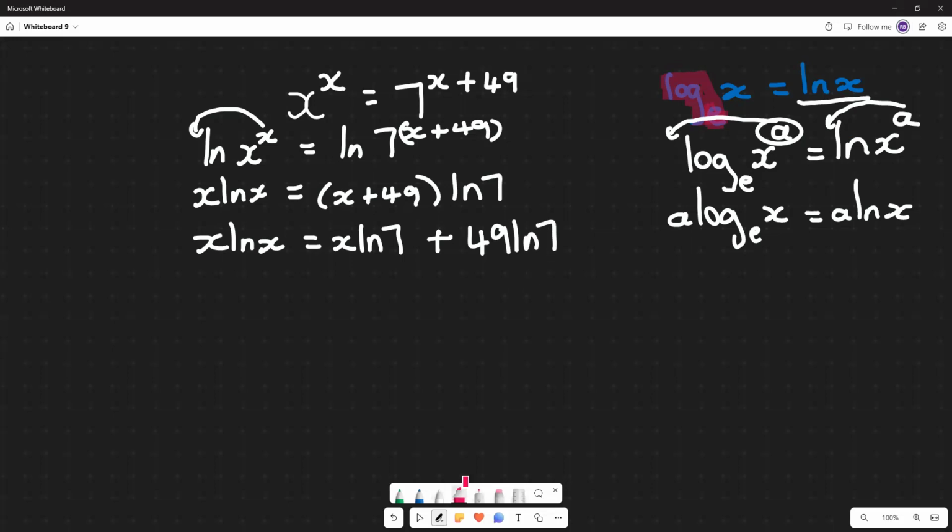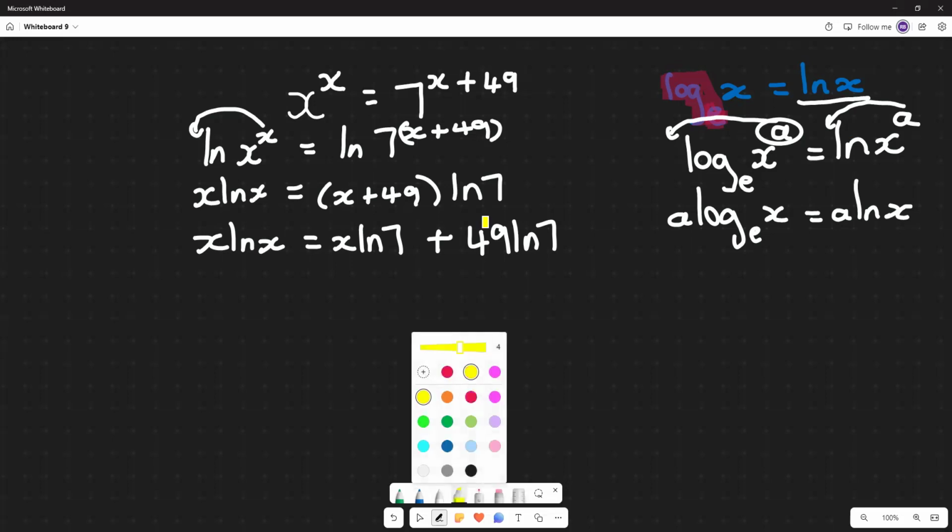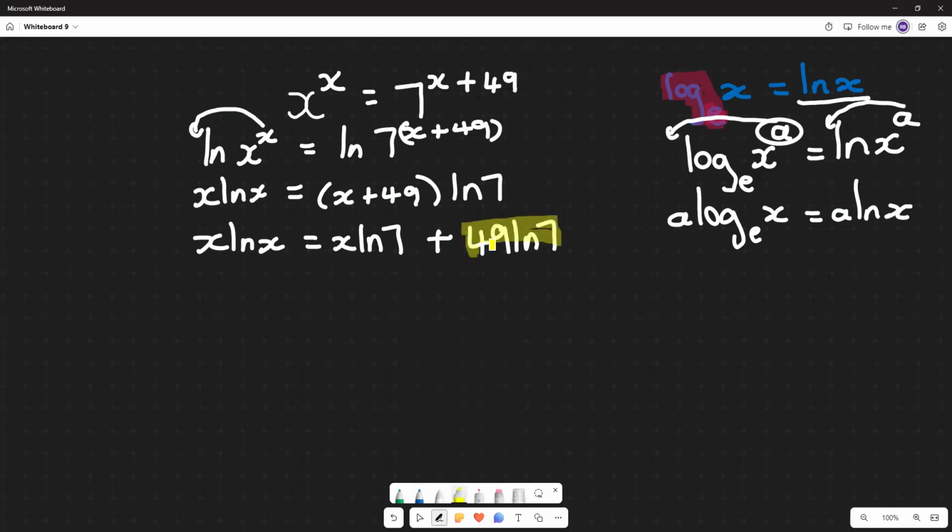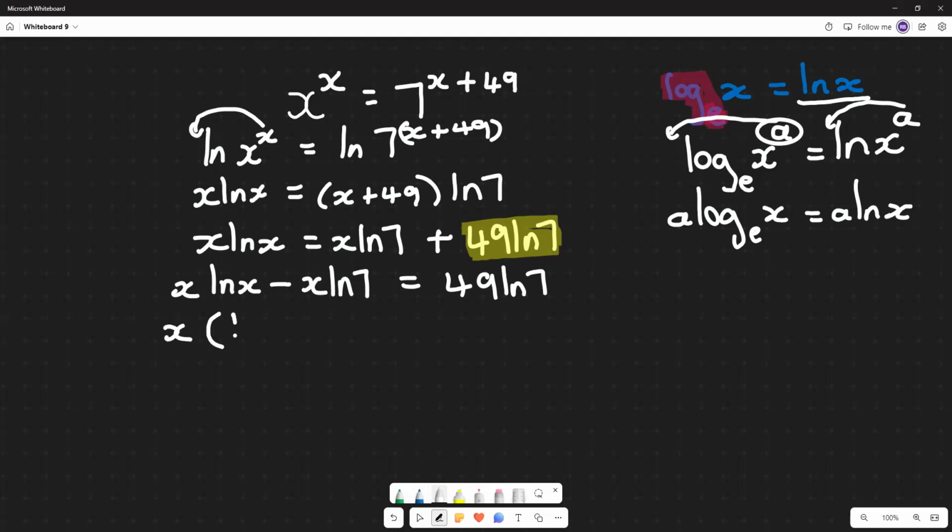And then, guys, I'm sure you can see that this term here is the only one that doesn't have an x. So the way we've been taught to solve for x is to group our x's on one side. So I'm going to have x ln x minus x ln 7, because it's going to the other side, which equals 49 ln 7. And then doing a little bit of algebra here, I can say I have a common factor, so I'm going to take it out. Then in brackets, I'm left with ln x minus ln 7.